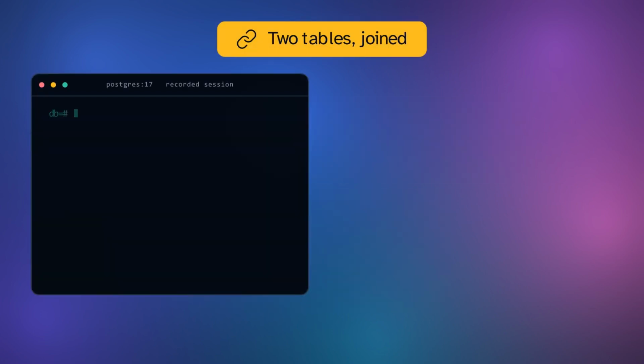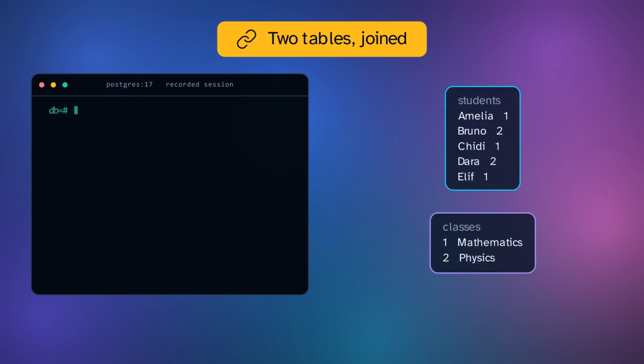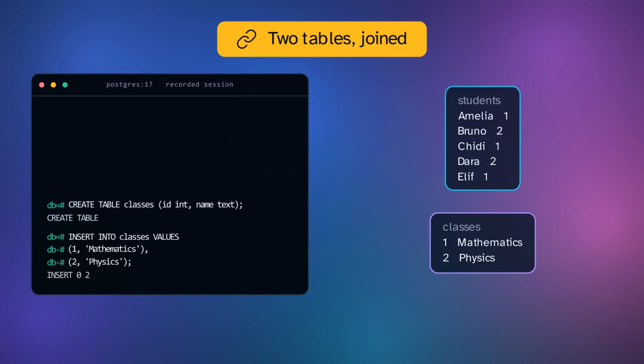Now let us make things realistic. Real databases almost never have one table. Look back at our students. There is a column we have been ignoring. Class ID, every student has a 1 or a 2 in it. A 1 or a 2 is not very useful to a human. So let us make a second table that says what they mean. Create table classes with an ID and a name. And 2 rows, 1 is mathematics, 2 is physics.